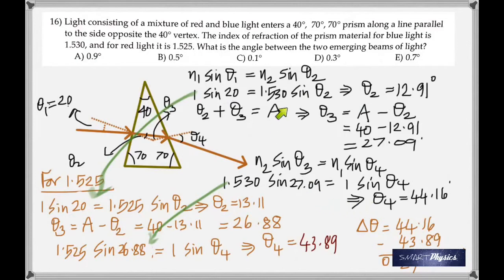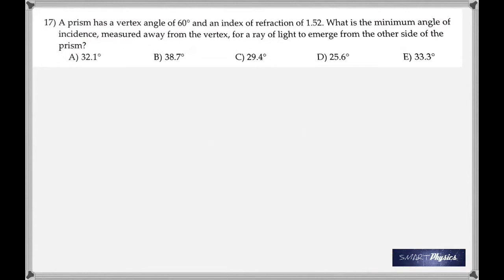Now do the same exact procedure for the other color with a different refractive index. So for 1.525, do the same thing. Find theta 2, then find theta 3, and finally theta 4. And you see that the final angles are slightly different. So find the difference between them, and that will be the angle between the two emerging beams of light, which is 0.27 degrees.